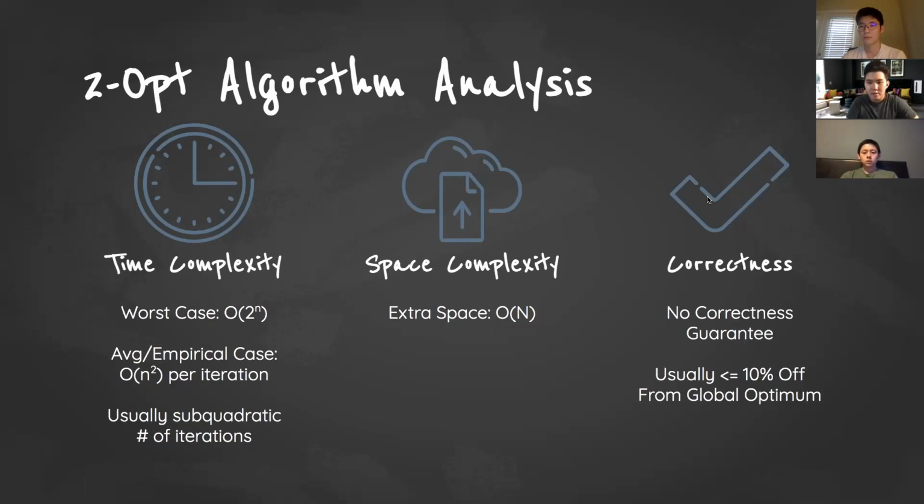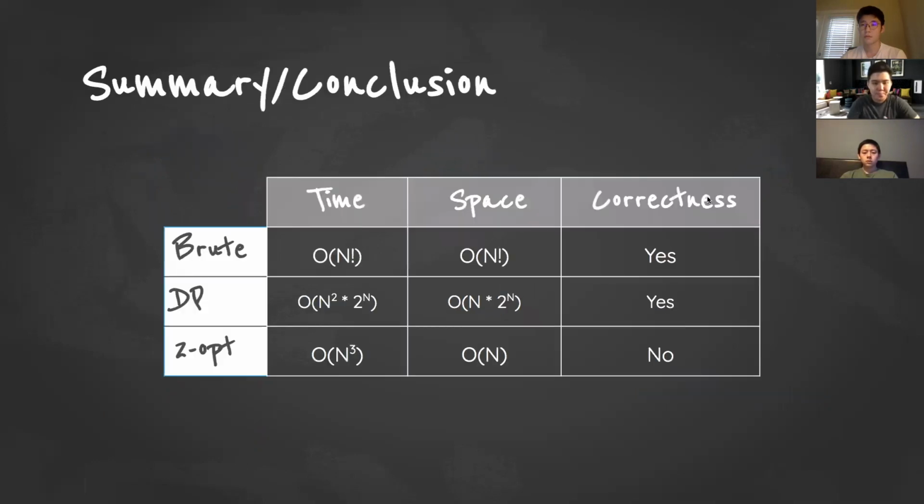Unlike the other algorithms, because this is an NP-hard problem, if we have an efficient algorithm, it may or may not actually result in the global optimum. However, empirically, what we see is that running 2-opt usually results in a solution that is less than 10% off from the global optimum, and sometimes it even gets to less than 3 to 5%. In the practical world, this 2-opt algorithm is still better than trying to run the brute force or DP, as we'll notice in the summary slide.